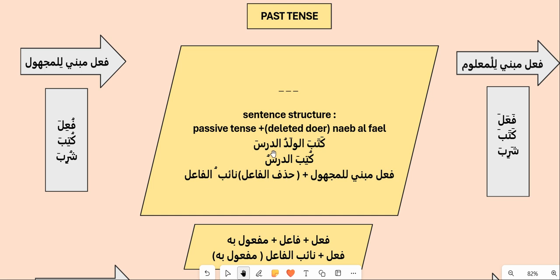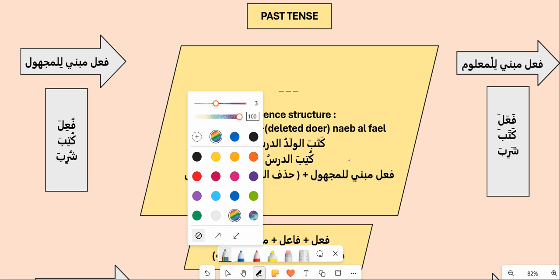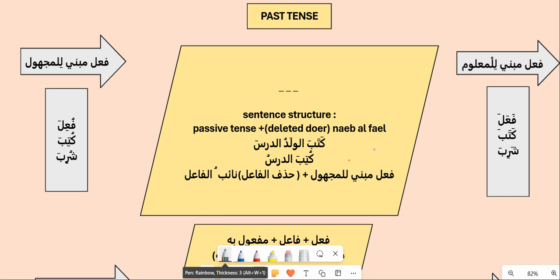كتب الولد الدرس. As you know, the formula of the jumlatul failiyyah, the sentence, is fil plus fa'il. Immediately after the fil comes the fa'il, and then comes the maf'ulun bihi. If you go along with this formula, you can see the fil here and the fa'il. And as you know, the fa'il is always in the marfu' case. And then comes the maf'ulun bihi, and it always has a fatha.